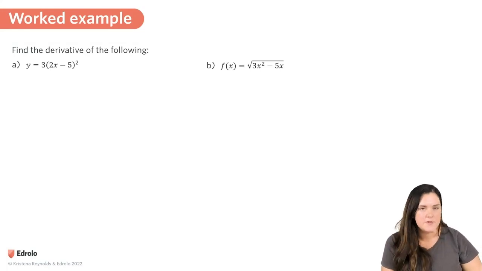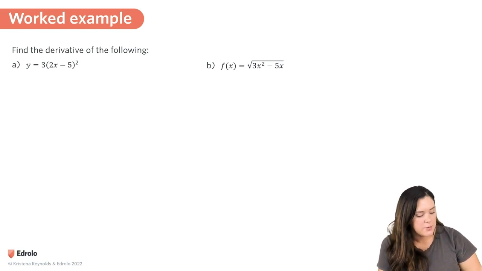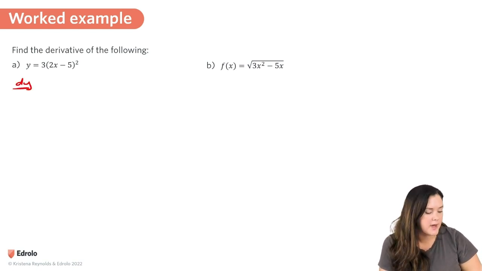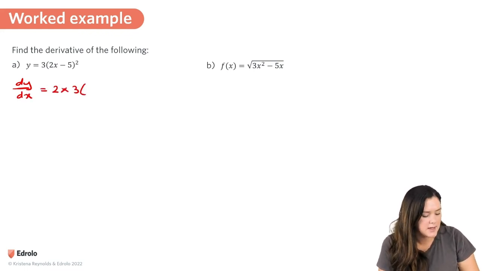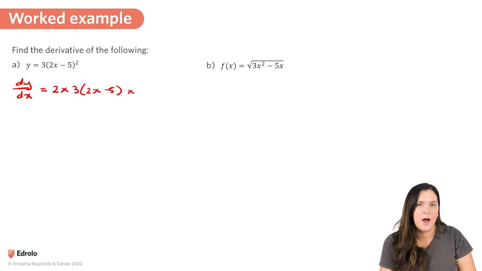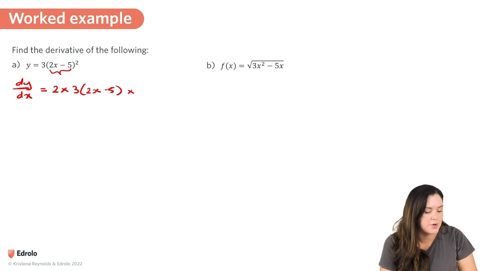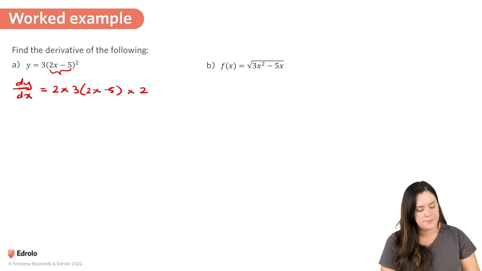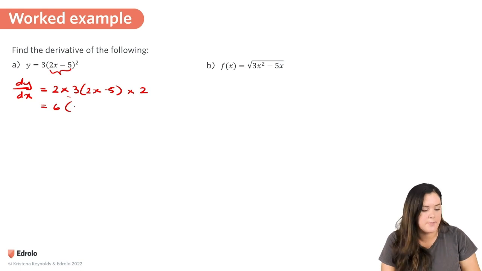So we've done a couple of examples using the longer way. Now for A, I'm going to use the short version. So what I can do is just write dy dx straight away, bringing that power to the front. So I get 2 times 3, and then I keep my bracket as is. So I've got 2x take away 5, taking away 1 from the power there. So it's just the power of 1. I'm going to leave it as it is. And then multiply by the derivative of the inside function there. So the derivative of 2x take away 5 is just going to be 2. So I multiply by 2. Simplifying that, I have 2 times 3. So I get 6. And then my bracket, I write as it is, times 2.